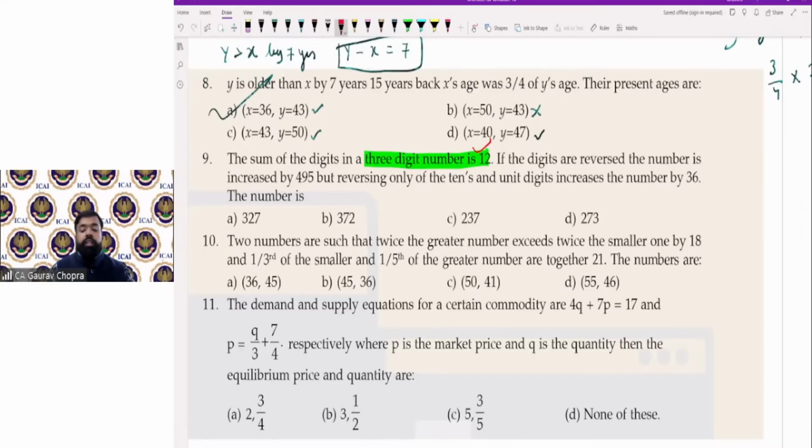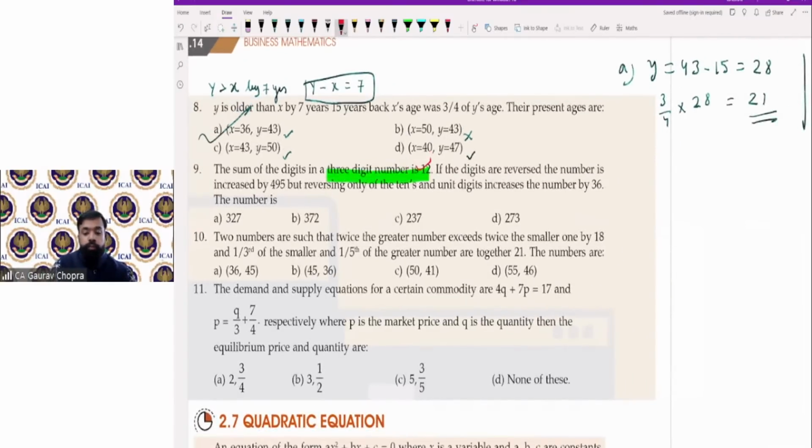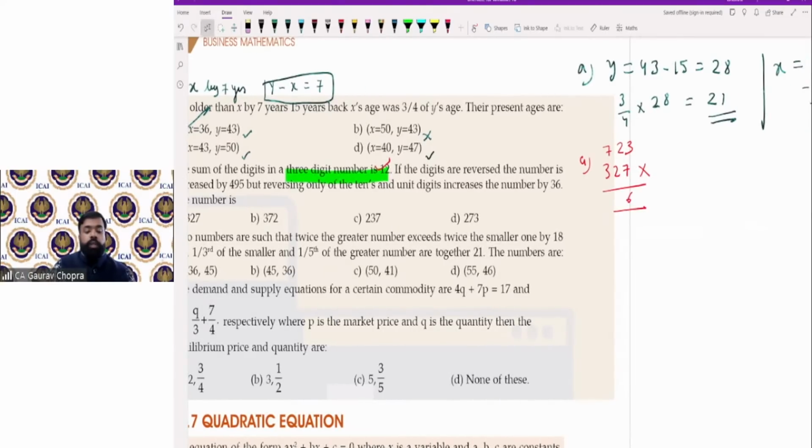Check the second condition. If the digits are reversed, the number is increased by 495. With the first option, 327. If you reverse the digits, it will become 723. Now find out the difference. Will this difference be 495? You can see 13 minus 7 is 6. So this will not give 495.